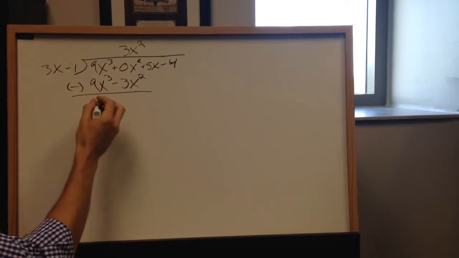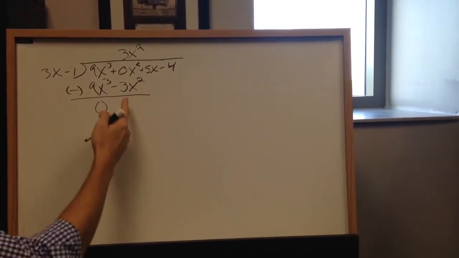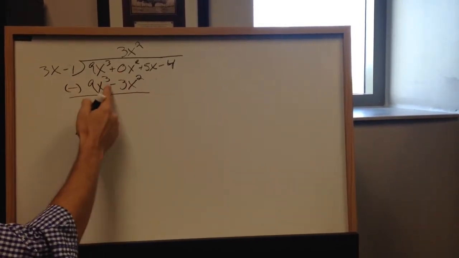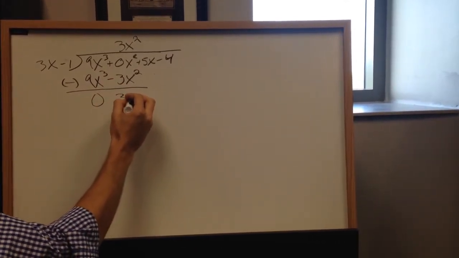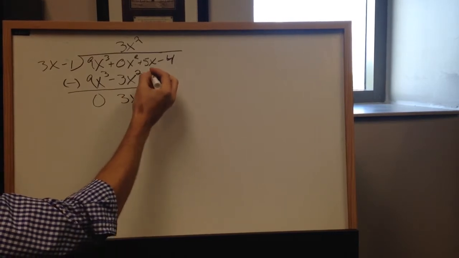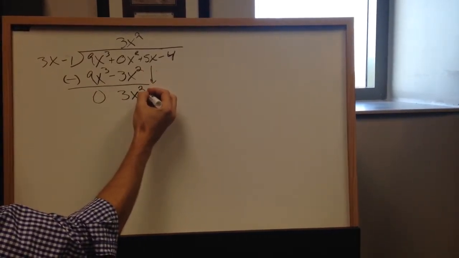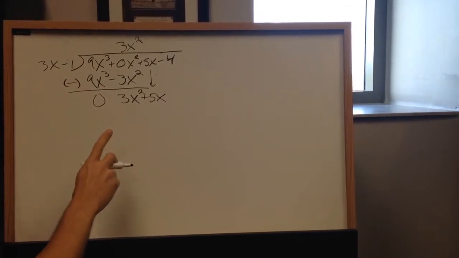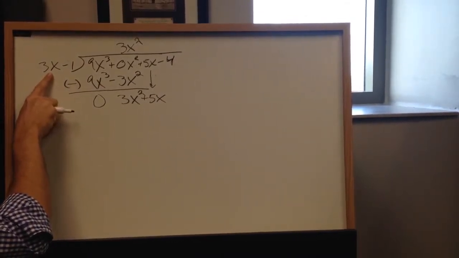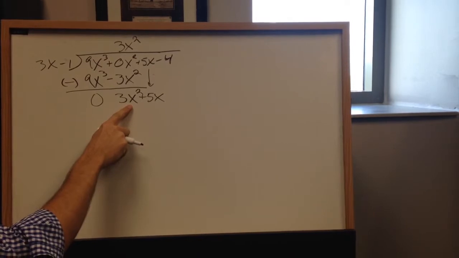9x to the third minus 9x to the third zeroes out. 0 minus 3x squared. The minus minus is like a plus, so we have positive 3x squared. And we bring down the plus 5x. And we ask ourselves that same question again, but this time, how many times does 3x divide into 3x squared?